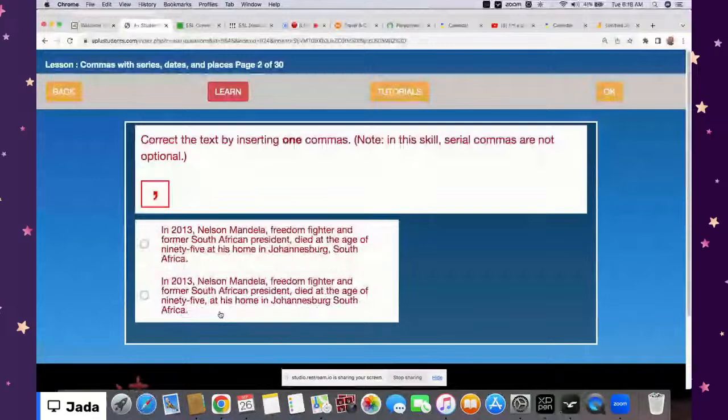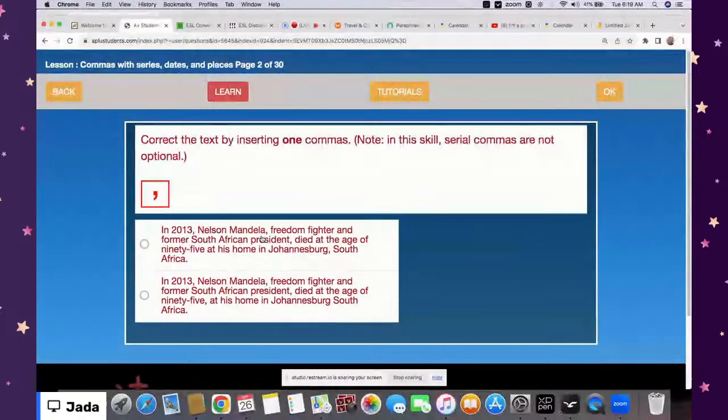Correct the text by inserting one comma. So you just need to add one comma here. In 2013, Nelson Mandela, freedom fighter and former South African president, died at the age of 95 at his home in Johannesburg, South Africa. So, what is gonna be the right answer here? Thanks, Joy. You can send in your answer if you wanna interact. Yeah, you can actually interact on the chat box. Send in your answer. Let's see.